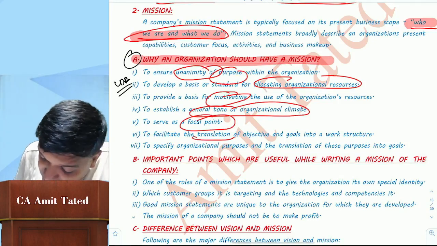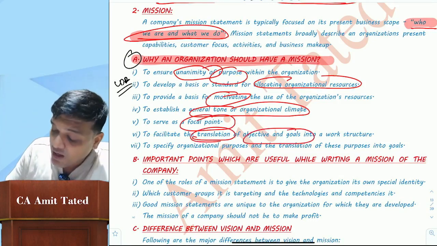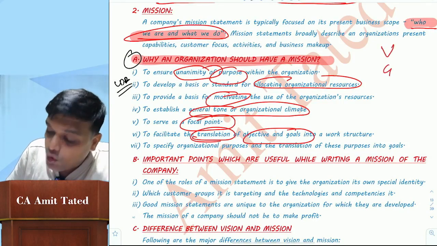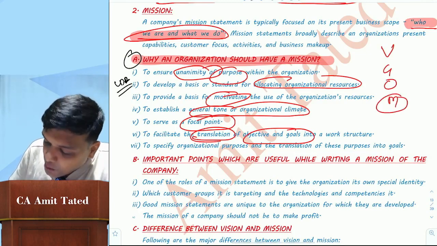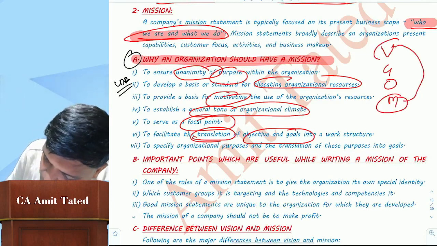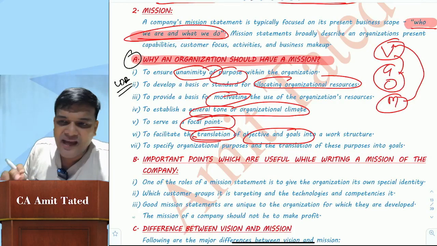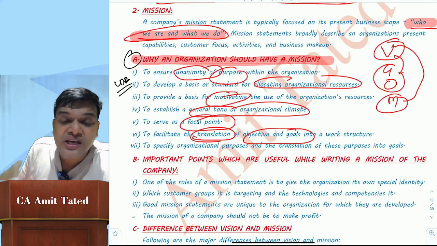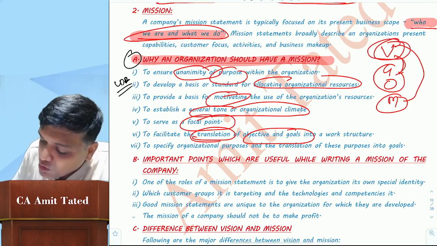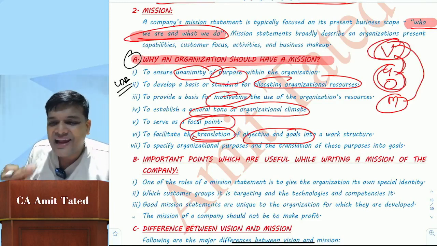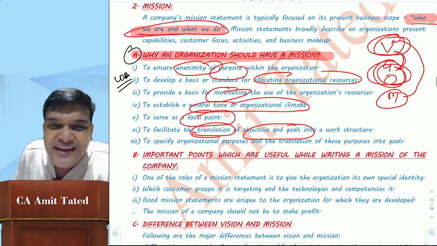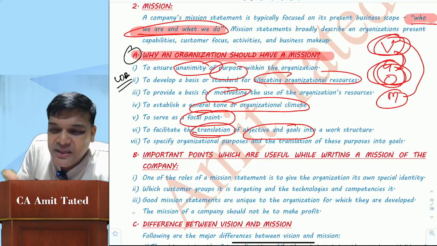Now, mission statement is translation of goals and objectives. I told you, first I will set vision. After that, I will set goals and objectives. And then mission. So mission is basically vision translation into goals and objectives. Is it clear? Okay, so what is a mission? Mission is nothing but vision translated into goals and objectives. Translation.